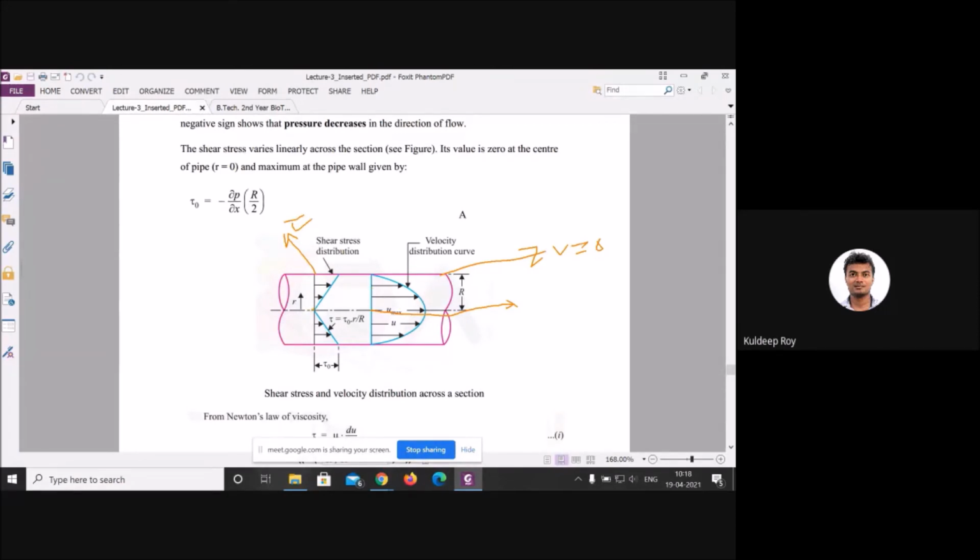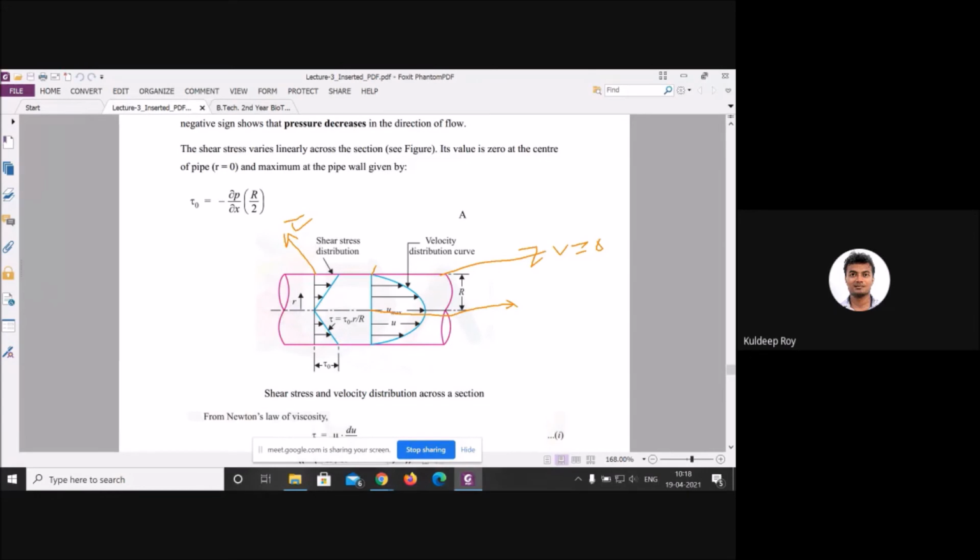Just keep this in mind. If you have velocity 0 here, then tau should be there; it will depend on your radius and how much the shear stress is. But at the point where the velocity is very high, your shear stress will be zero. Just keep this in mind, don't forget this. If you are going for an interview related to fluid mechanics, just keep this in mind.